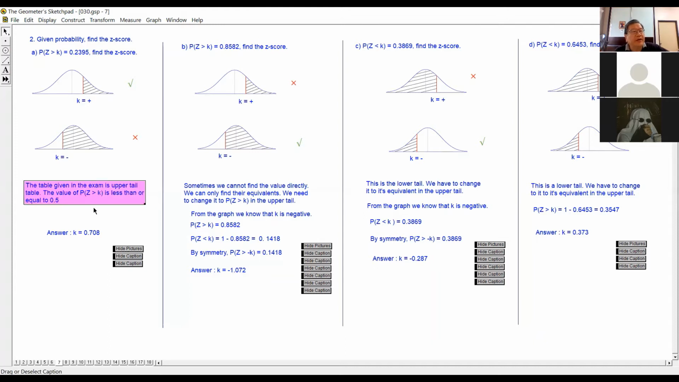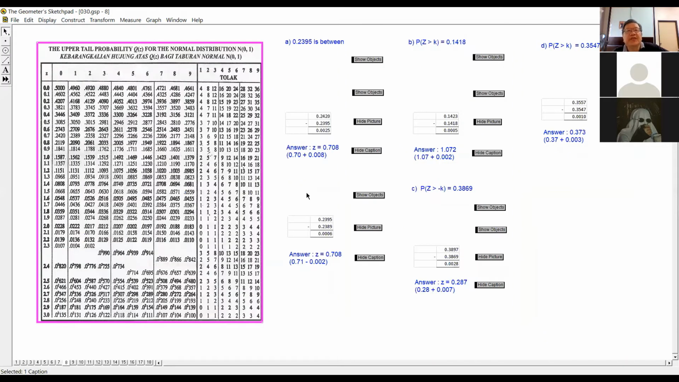Okay, we go through this question. Now the table given to us is the upper tail, and the value that is inside the table is less than or equal to 0.5. Because of this, we have to do some manipulation. Okay, so the probability is 2395. So I go to this one, next page. You look at this one, 2395. So 2395 lies between two numbers. What are the two numbers? You look at the table, you see 2395 between two numbers.